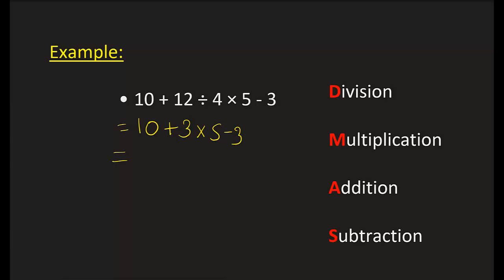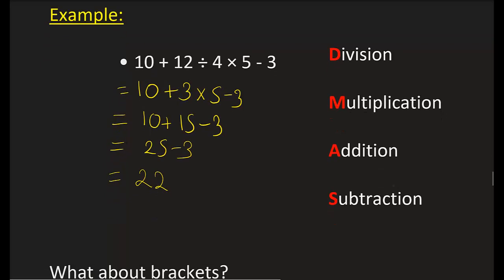Now, it will be multiplication. 10 plus 3 multiplied by 5, which is 15. 10 plus 15 minus 3. Now it will be addition. It will be 10 plus 15 minus 3. 10 plus 15 equals 25 minus 3. Now at last it's going to be subtraction. 22, because 25 minus 3 is equal to 22.